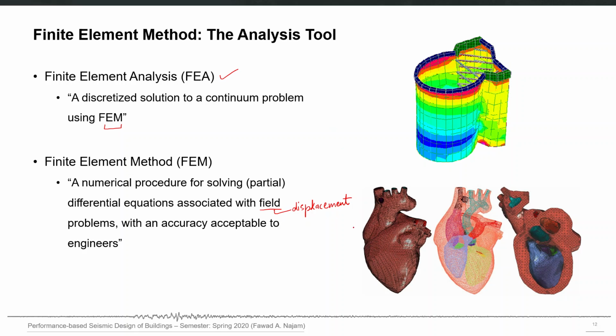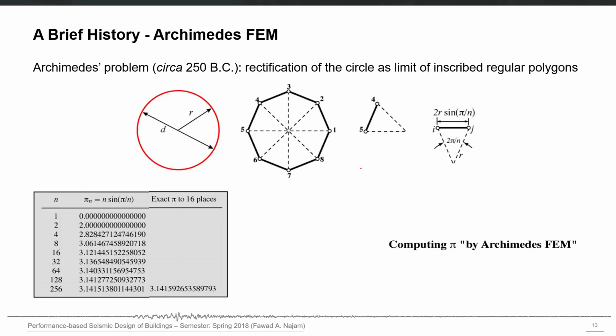Here in this figure you can see some finite element models of a structure, and here you can see the finite element model of a human heart. So you can model anything as long as you know the stiffness properties of that object. To give you an example of how the idea of discretization can help us in solving complex problems, let's see how the famous mathematician Archimedes calculated the value of pi using a simple idea of discretizing a circle into a polygon.